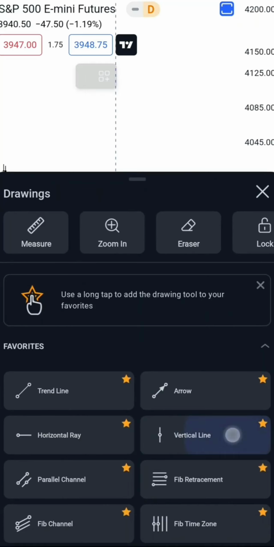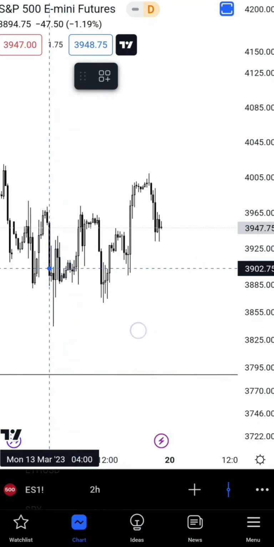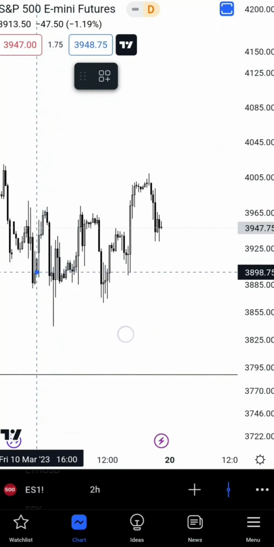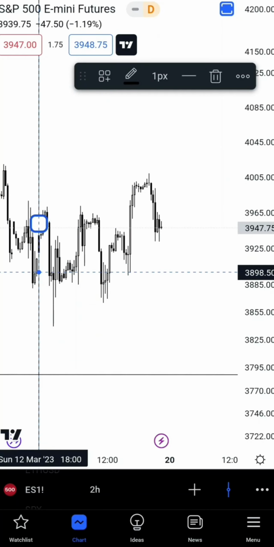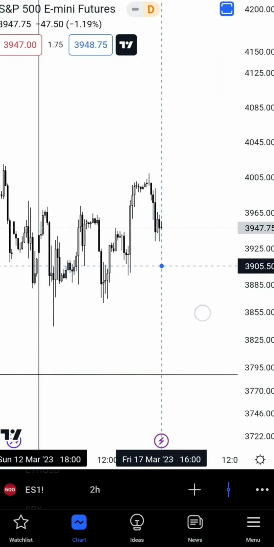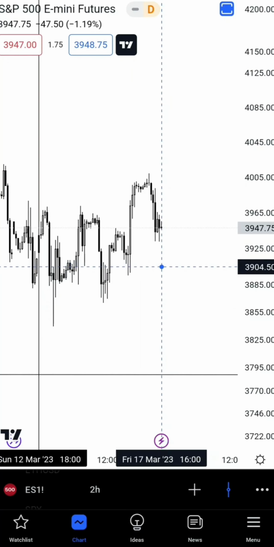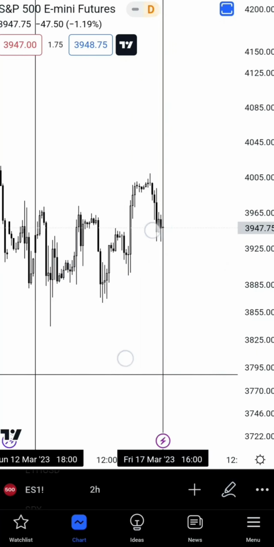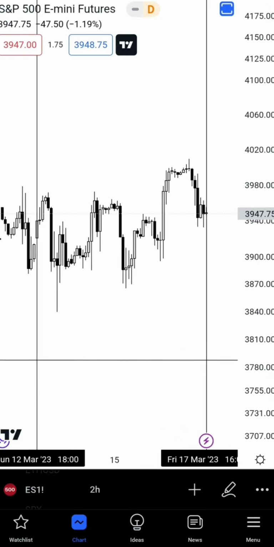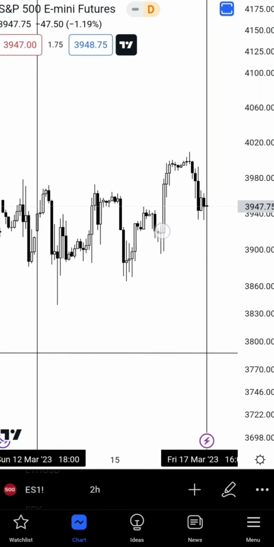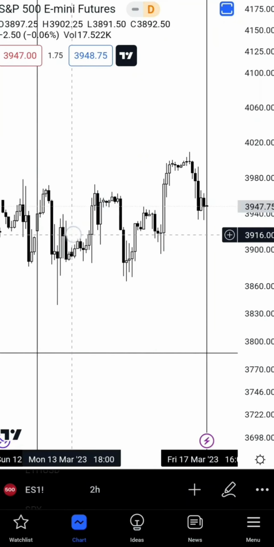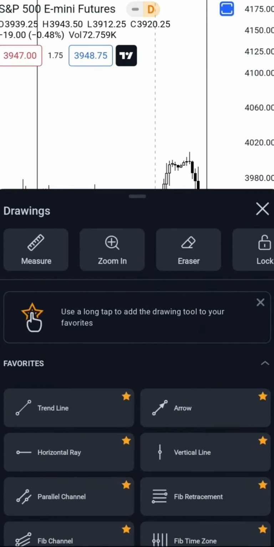We mark the opening of the week at Sunday, and we mark the closing time of the week, which is Friday. All right. Now, this specific trade was taken at the end of the week on a Friday. So we're going to ignore all of this for the moment, and we're going to focus on the end of the week, which is Friday.